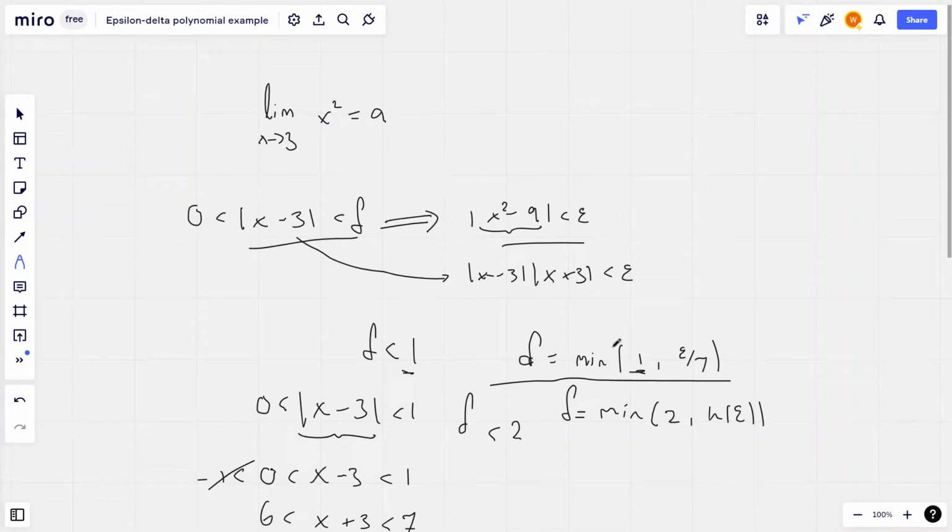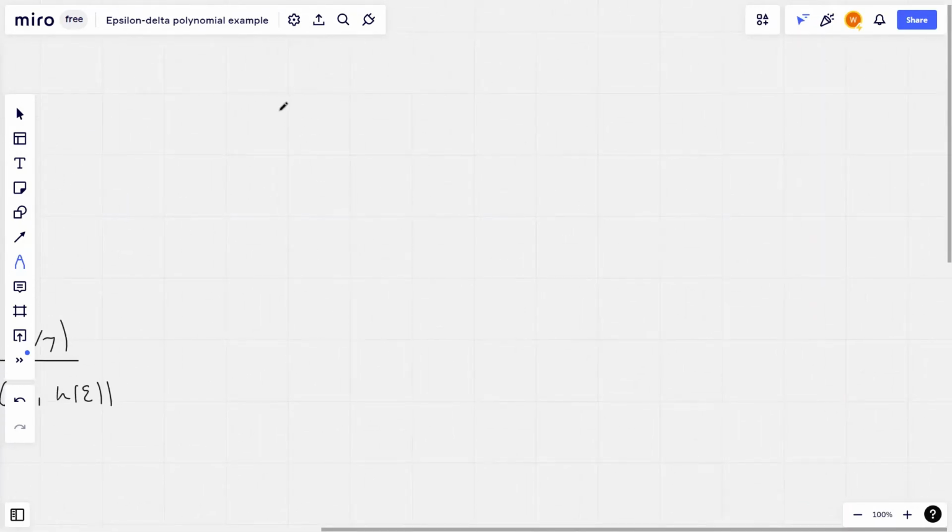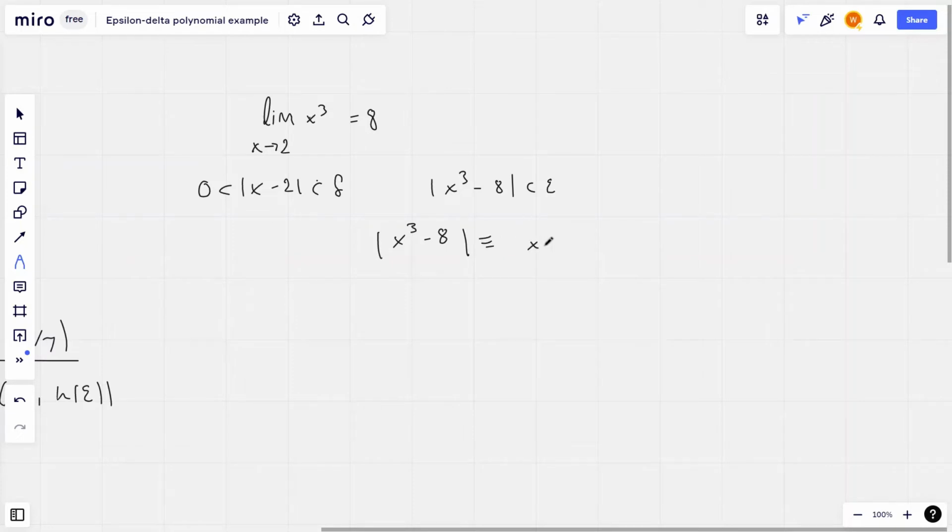Moving on to the second example, which is slightly different but similar, we'll have the limit as x goes to 2 of x cubed, and we're going to prove that it goes to 8. Once more, starting from the definition, we have the modulus of x minus 2 is less than delta, and we also have that the modulus of x cubed minus 8 is less than epsilon. From here we know that x cubed minus 8 is the same as x minus 2 multiplied by x squared plus 2x plus 4.